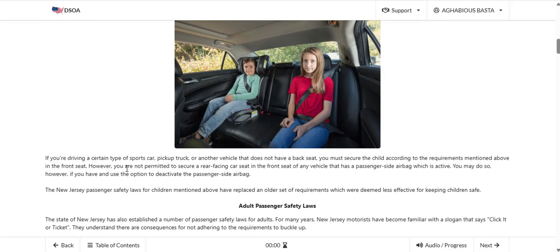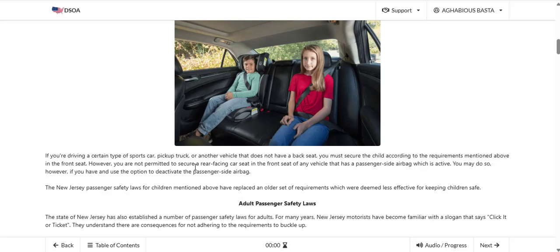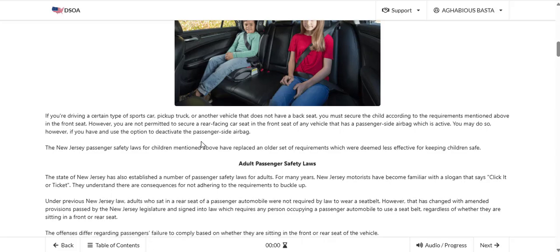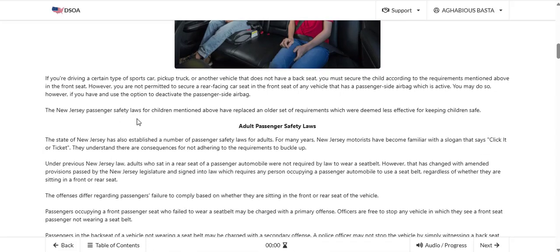If you're driving a certain type of sports car, pickup truck, or another vehicle that does not have a back seat, you must secure the child according to the requirements mentioned above in the front seat. However, you are not permitted to secure a rear-facing car seat in the front seat of any vehicle that has a passenger side airbag which is active. You may do so, however, if you have and use the option to deactivate the passenger side airbag. The New Jersey passenger safety laws for children mentioned above have replaced an older set of requirements which were deemed less effective for keeping children safe.